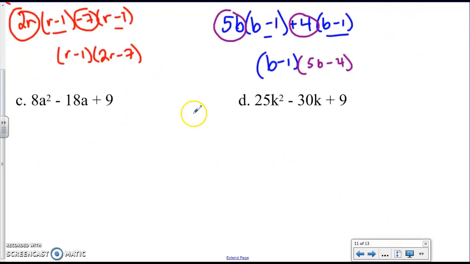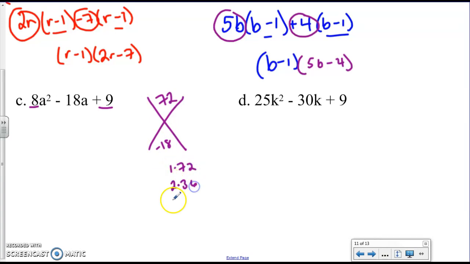Okay, go ahead and look at C. Multiply a times c. 8 times 9 is 72. Negative 18 goes in the bottom. If you're not sure, make your list. 1 times 72, 2 times 36, 3 times 24, 4 times 18, 5 doesn't work, 6 times 12, 7 doesn't work, and then 8 times 9.